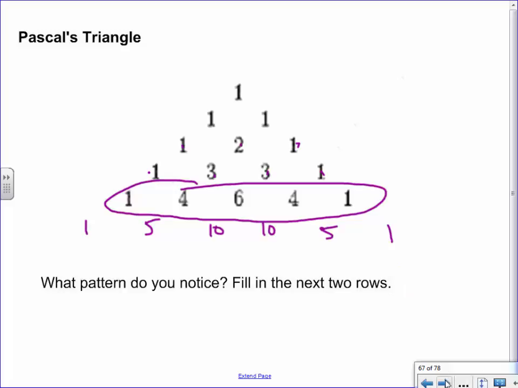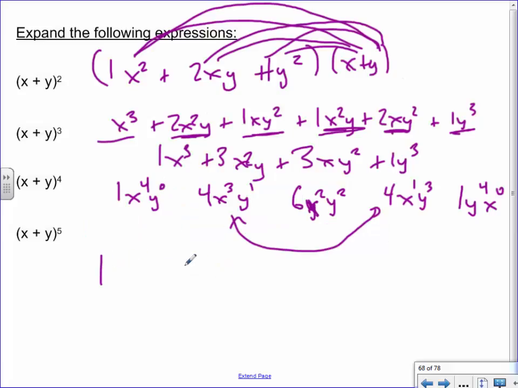So if I want to do one more here, then it would be 1, 5, 10, 10, 5, 1. And so then we just need to fill in the rest. If it's the power of 5, the best you could do is all 5 of them are x. Then you could have 5 things where x is 4 and there's just a single y. You could do 10 of them where x is 3 and y is 2. 10 more where x is 2 and y is 3.